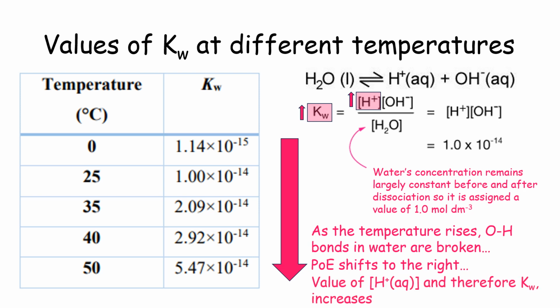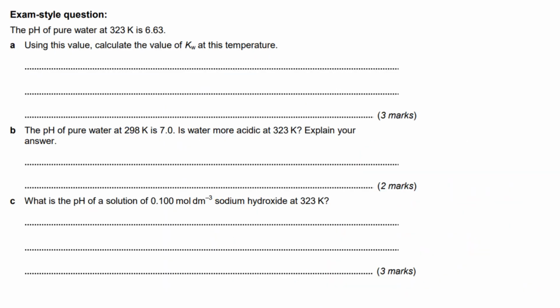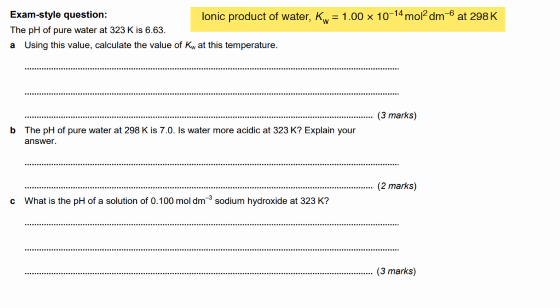So now let's look at a question that tests your knowledge or application of this a little bit. It says the pH of pure water at 323 Kelvin is 6.63. And if we put the ionic product of water up again, it says using this value, calculate the value of Kw at this temperature. So the pH is obviously going to be related to H+ through 10 to the minus pH. If we plug that into our calculator, that gives us 2.344... times 10 to the minus 7. You'll notice I've put dots after the 4 there because it's a very long calculator value, so I'm keeping my calculator value as I go throughout.